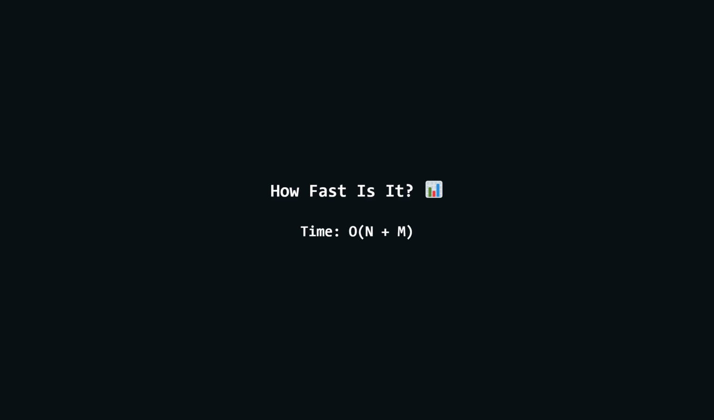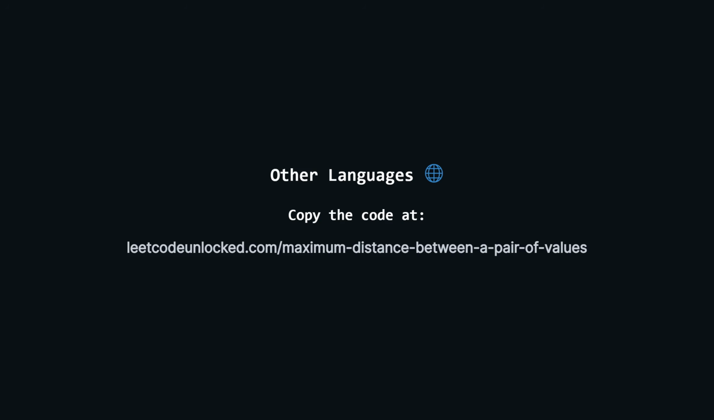For performance, the time complexity is order n plus m. This is because both pointers only ever move forward, they never step backwards. Space complexity is order 1. We only use a few tiny variables to track our index positions and the result, so it requires almost no extra memory. Alright, that covers the Python solution.